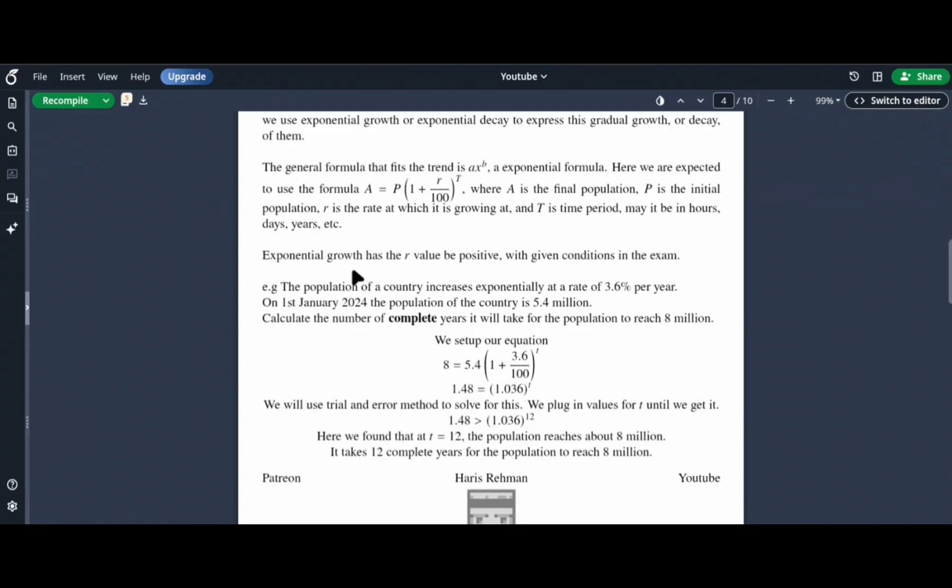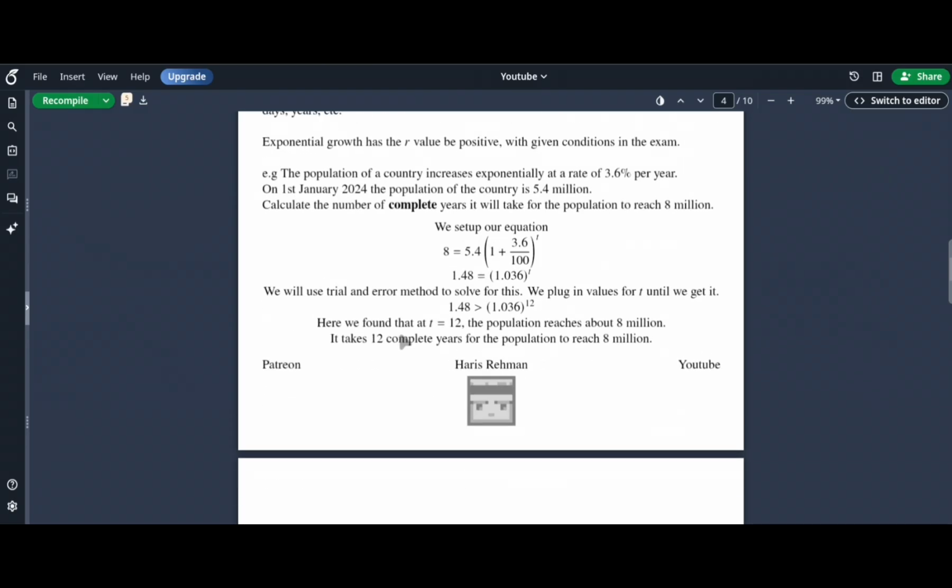The population of a country increases exponentially at a rate of 3.6% per year. See, increases exponentially, exponential growth. Increase, growth, yes, at a rate of 3.6% per year. See, per year. On the 1st January 2024, the population of the country is 5.4 million. Calculate the number of complete years it will take for the population to reach 8 million.